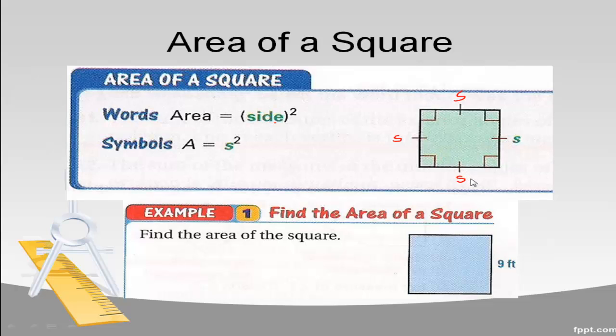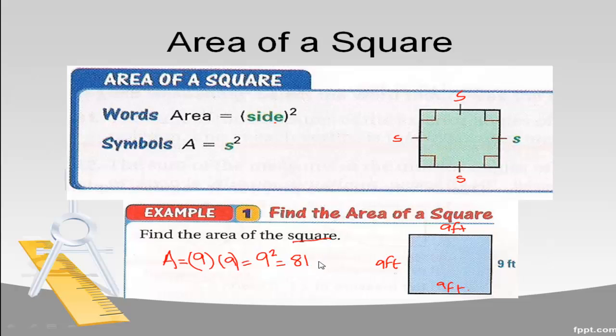For example, let's do this example. It says that the side measures 9 feet, and it says it's a square. So that means all sides measure 9 feet, right? Now, if I want to look for area like we did in the last slide, I would multiply 9 times 9. Okay, and 9 times 9 is 81. But notice that 9 times 9 I can rewrite as 9 squared, which is 81.